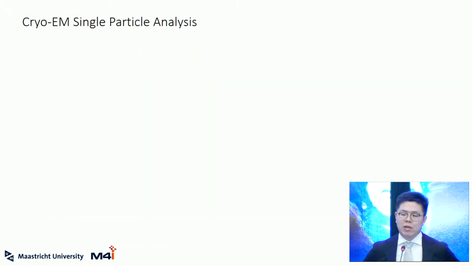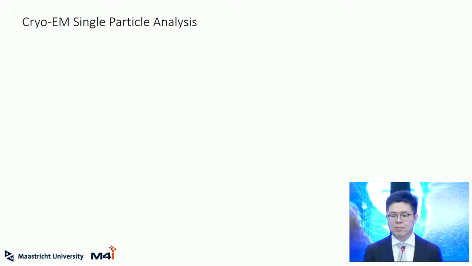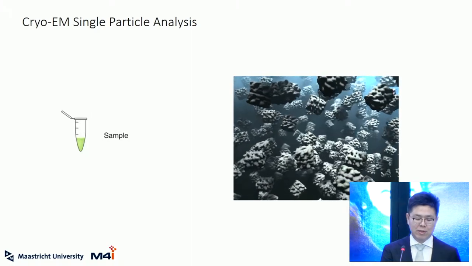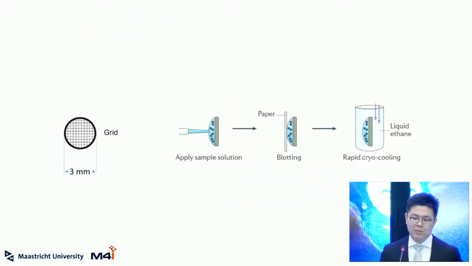But how does cryo-EM work? One important method in cryo-EM for determining high-resolution structure is called single particle analysis. In single particle analysis, we first start from a purified sample, which means there is hopefully one type of protein in the solution. We apply a very small droplet of the solution to the sample holder, which we call a grid in electron microscopy. The sample holder is just 3 millimeters in diameter. But even such a small droplet, 3 microliters, is too much and too thick for the electron microscope.